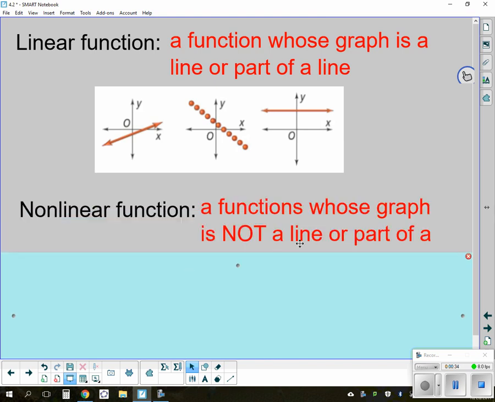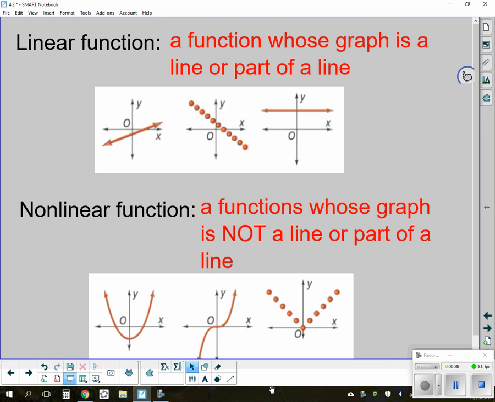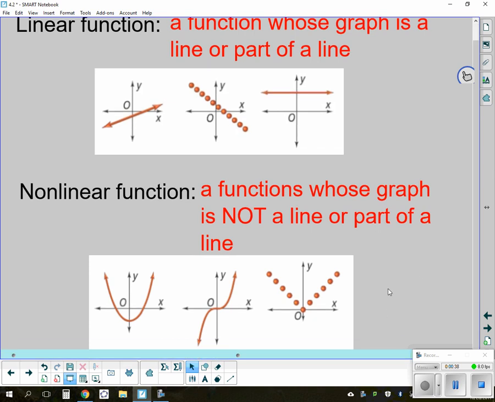Super tricky. A function whose graph is not a line or part of a line. And there's some examples of those. So these are not perfectly straight lines. You can see on the third one, part of it is a straight line, but this part is a different straight line. So linear versus nonlinear.